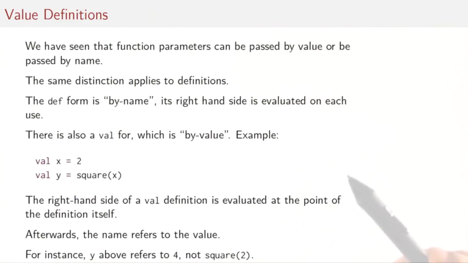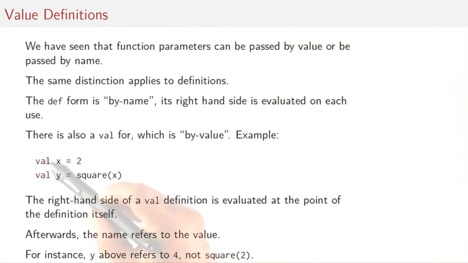Here's another piece of new syntax. We have seen that function parameters can be passed by value or by name. And in fact, the same distinction applies to definition. The def form is in a sense called by name because its right-hand side is evaluated on each use. There's also a val form which is by value.